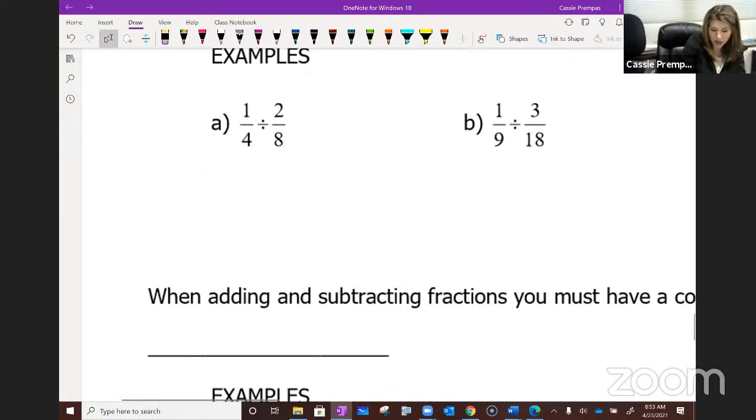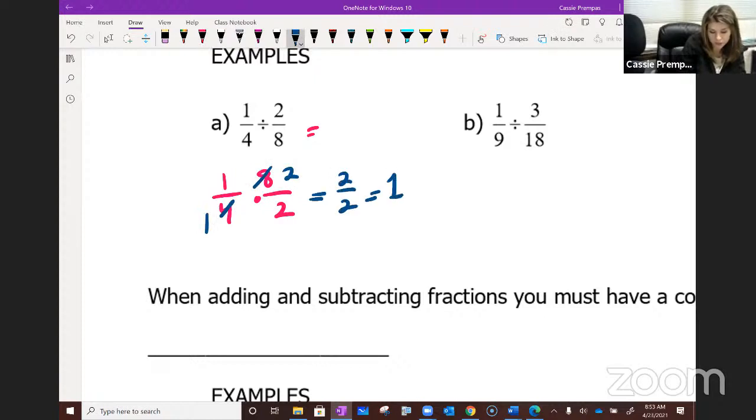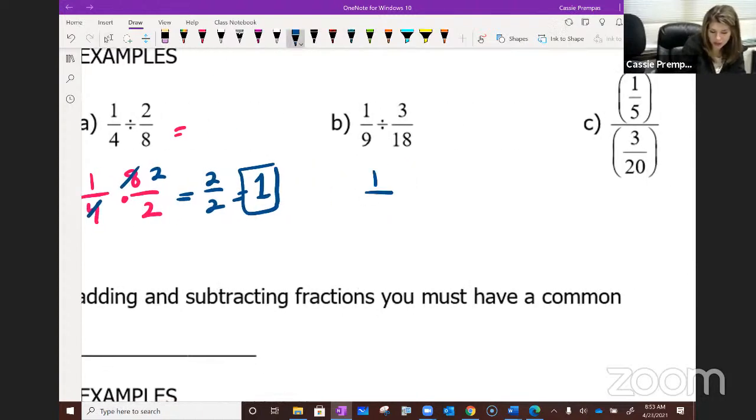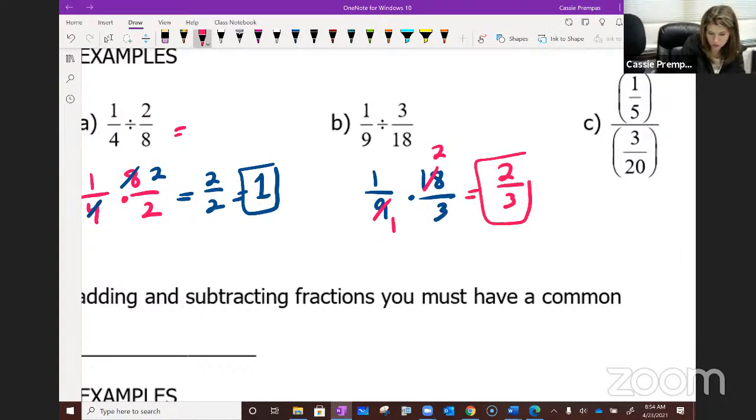So if I look at letter A, I have 1/4 divided by 2/8. This is simplified by doing 1/4 times 8/2. Now, when I multiply, 4 goes into itself one time and into 8 2 times. 2 divided by 2 gives me 1. So my answer is 1. Letter B, this is equivalent to 1/9 times 18/3. Then 9 goes into itself one time, into 18 2 times. So my answer is 2/3.